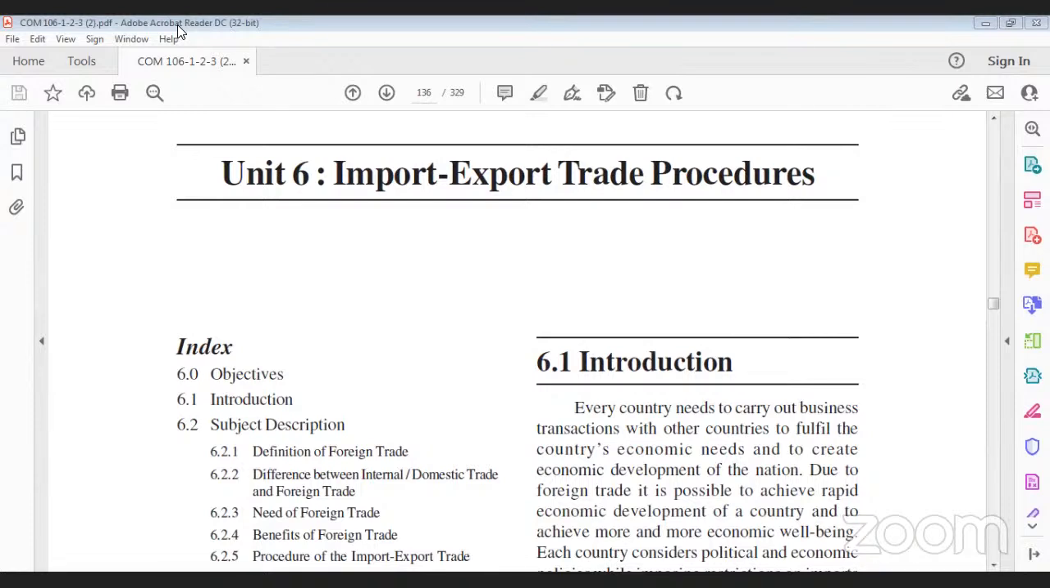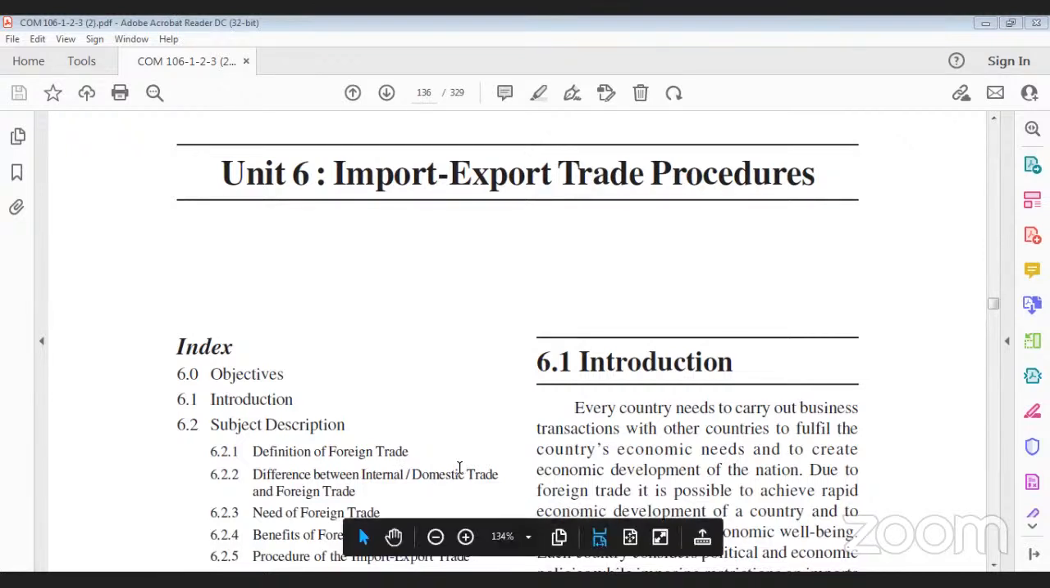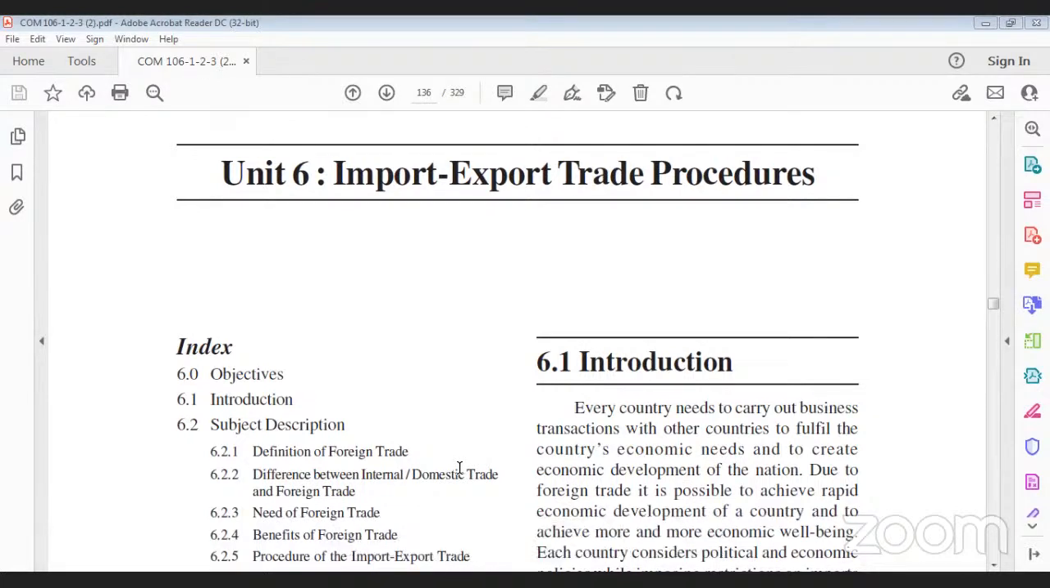Hello friends. Today we are going to discuss unit number 6, import and export trade procedures. For your book COM 106, you will find that every country needs to import and export also. Here you will find such types of imports and exports. The nature of foreign trade is somewhat different from domestic trade.